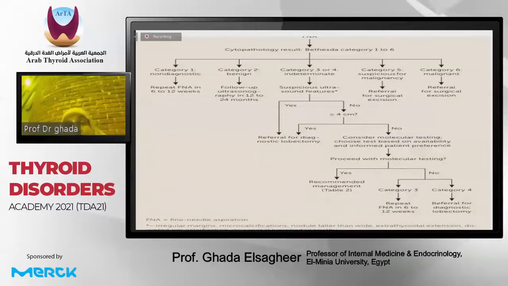If there is an increase in the volume of the nodule of more than 50%, or an increase in at least 2 dimensions of more than 20%, we can repeat the FNA again. If molecular testing is not available, then for category 3, repeat FNA in 6 to 12 months. If category 4, referral for diagnostic lobectomy.